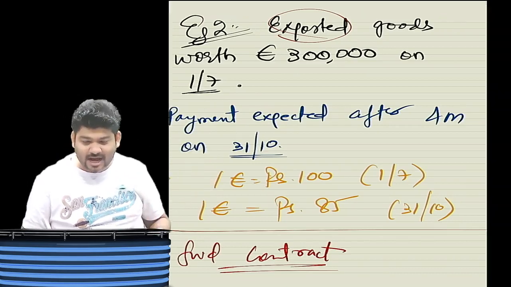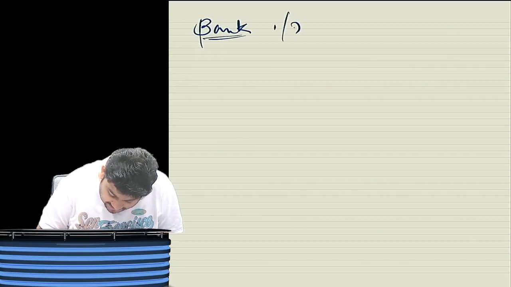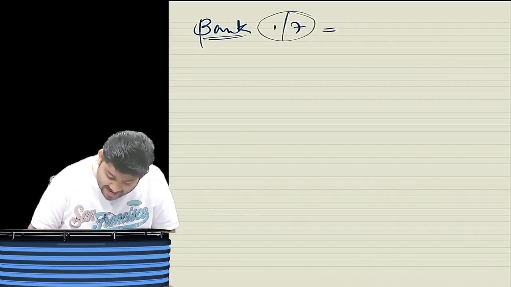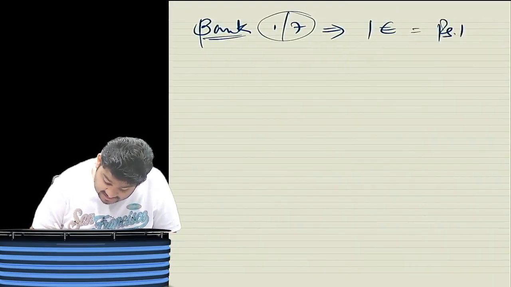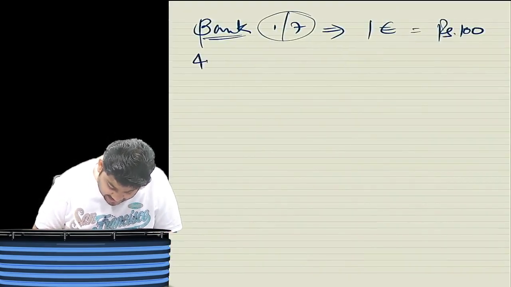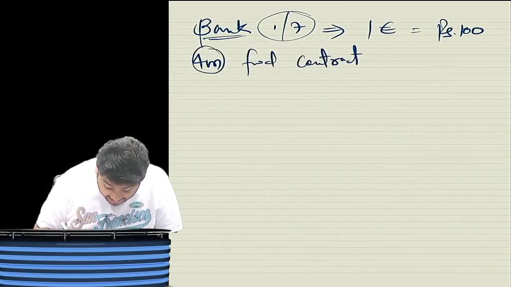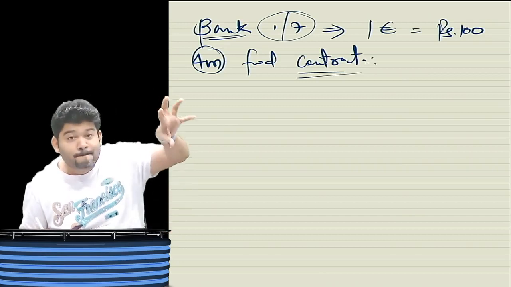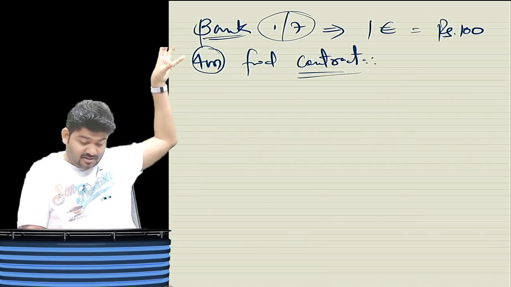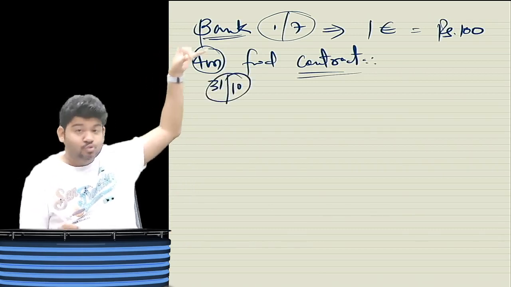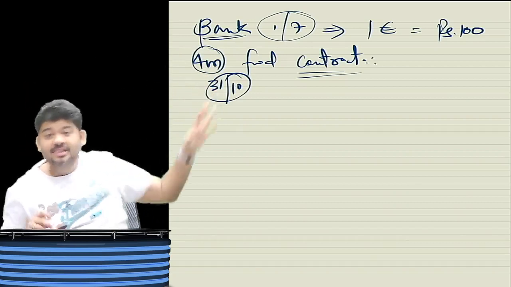Okay, let's go. So you guys go to the bank on 1st of July and you tell the bank, what is today's euro rate? Bank says it is rupees 100. Okay. So you tell them, we want to enter into a forward contract, but this time we don't want to buy the euro on the due date after 4 months, which is 31st of October. No, we don't want to buy them. Instead, sir, we want to sell the euros.